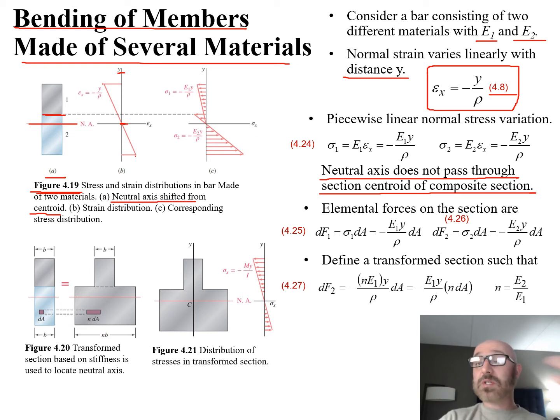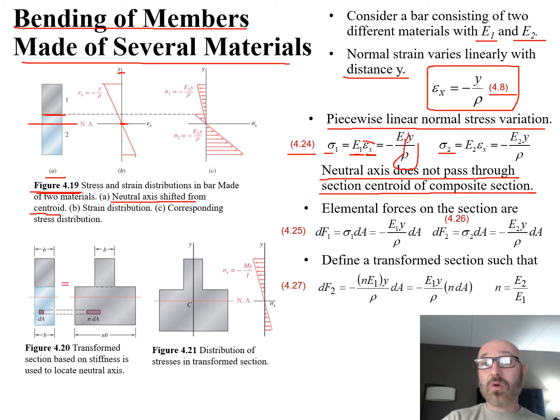Now, what we want to do is deal with this piecewise, individually, just like any of the other problems we've done before, dealing with each material separately. We'll call this the piecewise linear normal stress variation. So we'll have a sigma 1 and a sigma 2, and these relationships are found from equation 4.24 in our textbook. We're talking about sigma 1 here, for the top material number 1. This says that sigma 1 is equal to the modulus of elasticity of that material times our strain in the x direction. Then we can do our substitution for our strain, which is y over rho, and this is epsilon 1 for material 1.